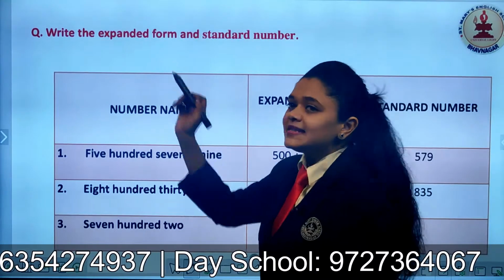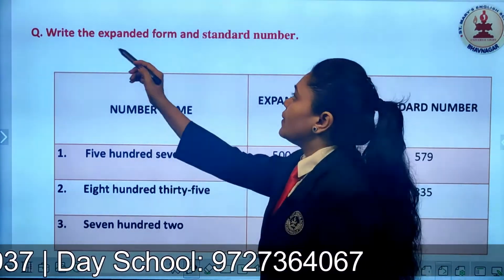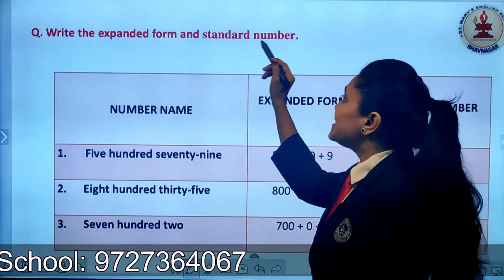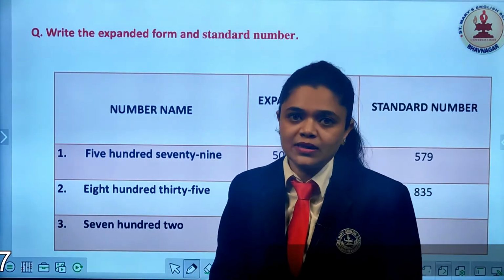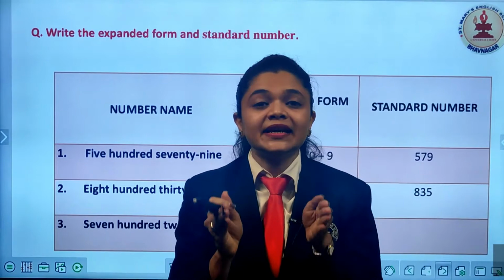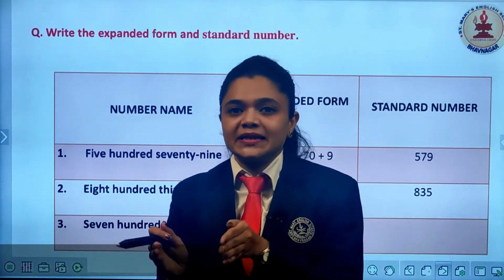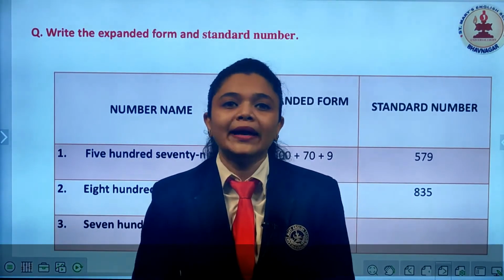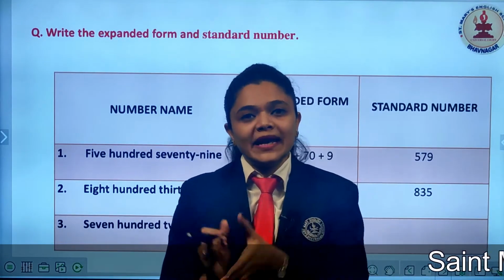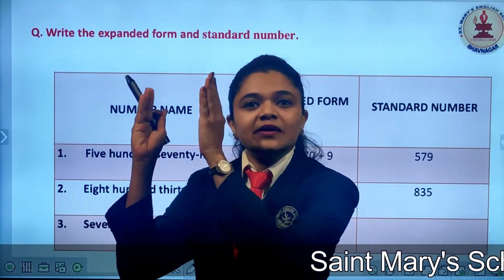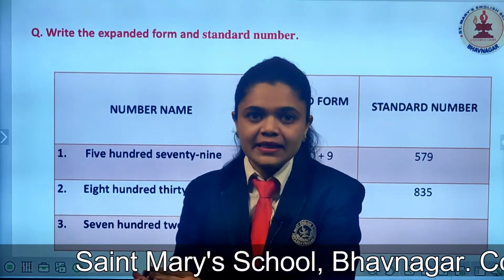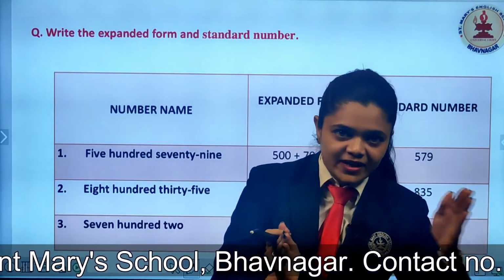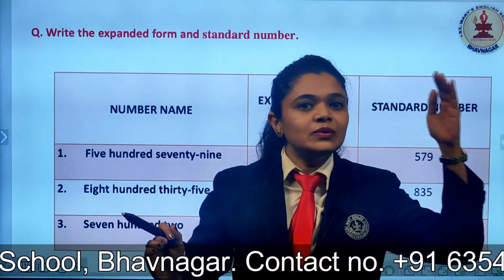Now students, in the second question, what you have to do? Write the expanded and standard number. Now expanded form means what? You have to place each and every number in its particular place. When we write the place value, we start from the right hand side. The first place value is ones, then we move further to the left hand side, from right to left.